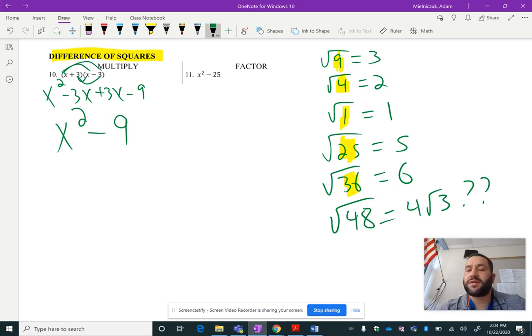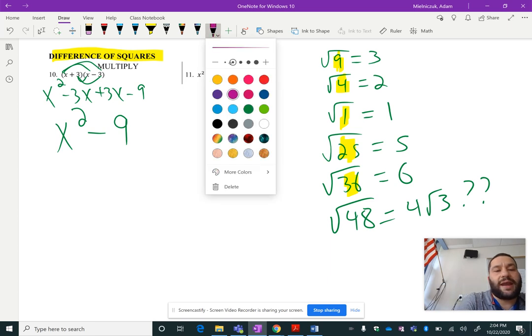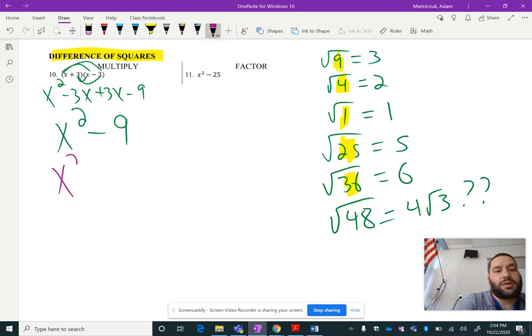Notice that in the difference of squares, your middle term, your x term, cancels itself out. Did you know that you can rewrite x squared minus 9 as x squared minus 3 squared? This is another big hint for you that this is a difference of squares. Okay? So let's utilize this.